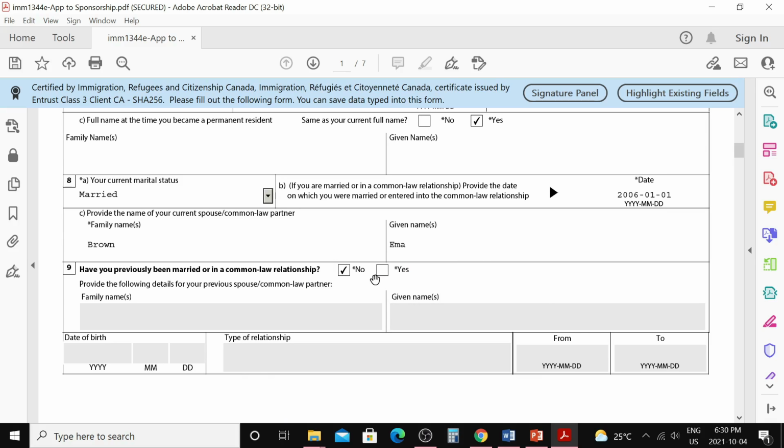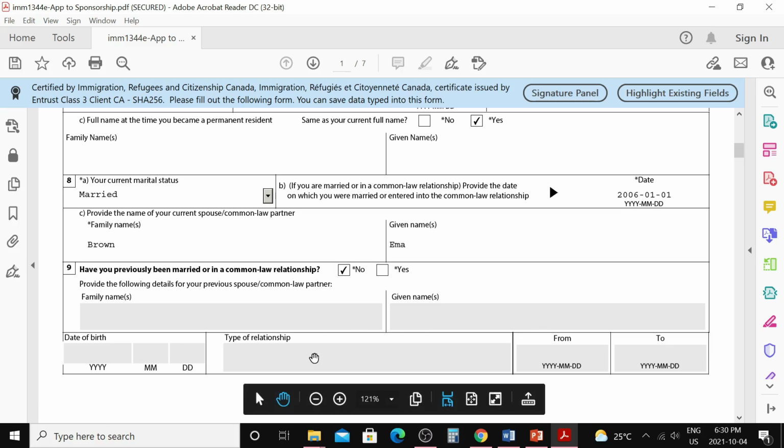So, have you previously been married before this marriage? Then you need to provide the information about that. You can say yes, and then you provide the name of that spouse or common law partner, date of birth, relationship, and from which date to which date. You need to provide that information here, otherwise you can say no.